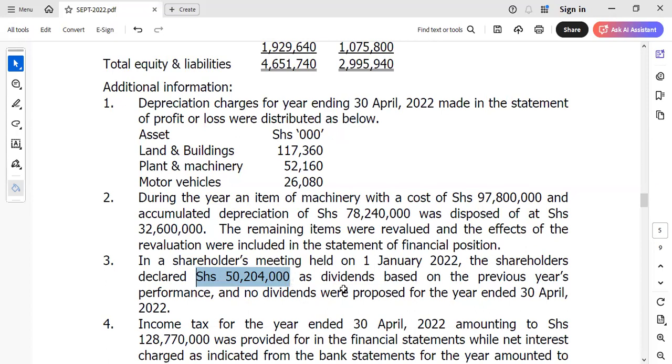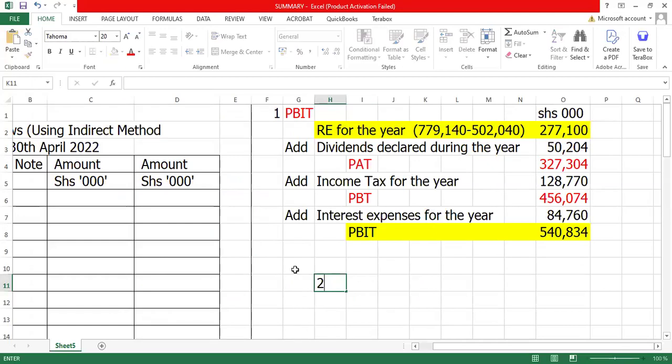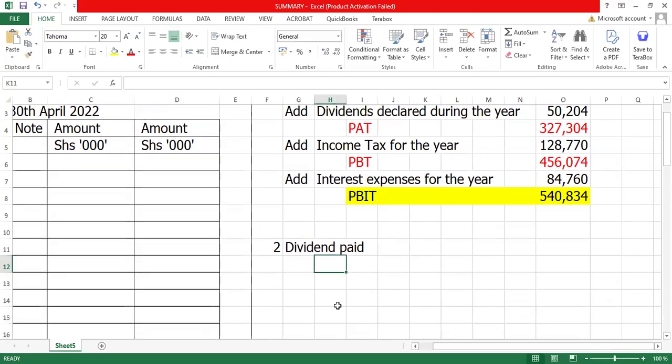Actually, to avoid that confusion, I can do the working and find the dividend that was paid during the year, because what was declared can be different from what was paid. It can be different. So let me do it from here. If you want to know the dividends paid during 2022, how do you get this?